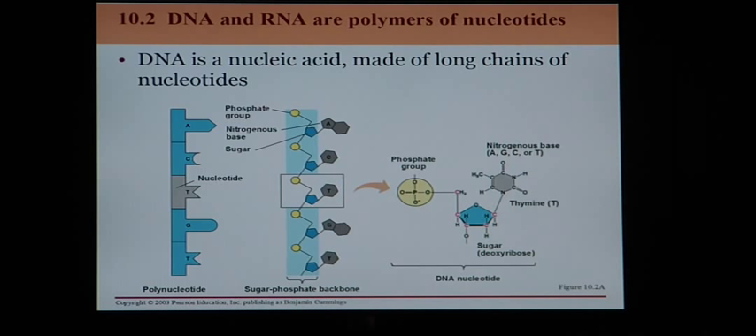DNA is a nucleic acid made of long chains of nucleotides. When we looked at carbohydrates, we saw that carbohydrates were made up of monosaccharides, or little sugars. We looked at how proteins were made up of amino acids, and now we're looking at how DNA is made up of what are called nucleotides.